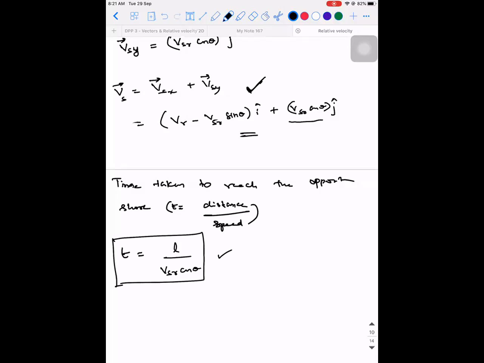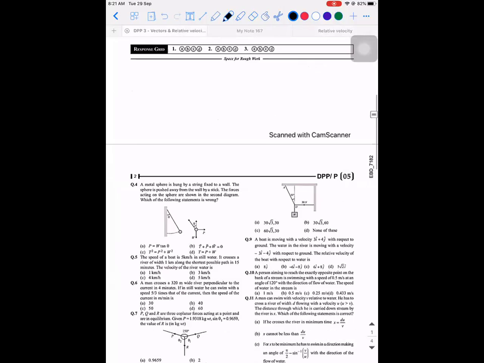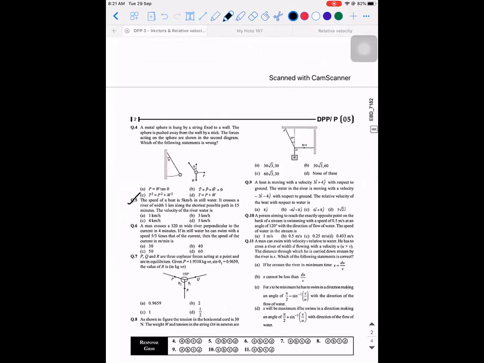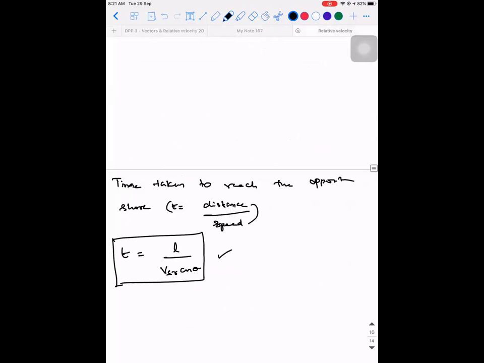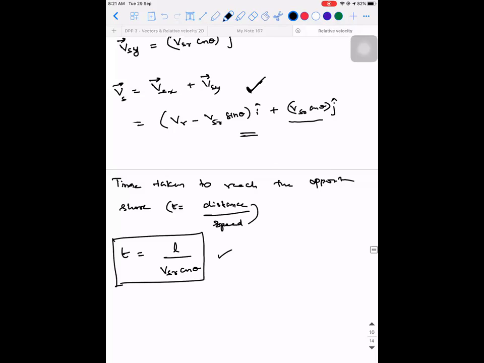So sometimes, for example, I'll show you a question. The speed of a boat is 5 km per hour in still water. It crosses the river of width 1 kilometer, width 1 kilometer is the length L, along the shortest path in 15 minutes. Find the velocity of the river with respect to water. So they'll ask you something like this. Because time is involved, at that time you need to understand which formula to be used. It will be something like this. Right? So till now, I hope the discussion made some sense. Yes, sir.